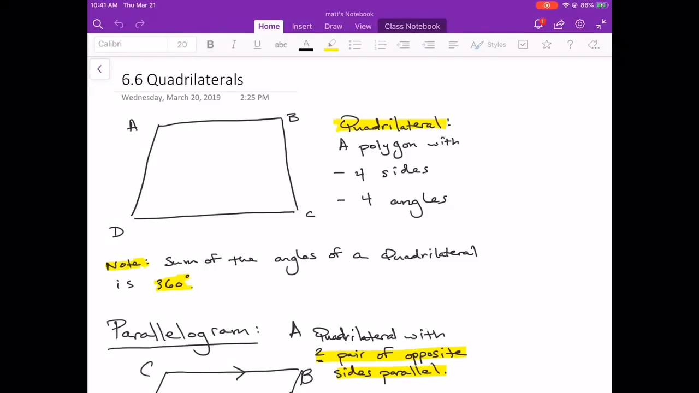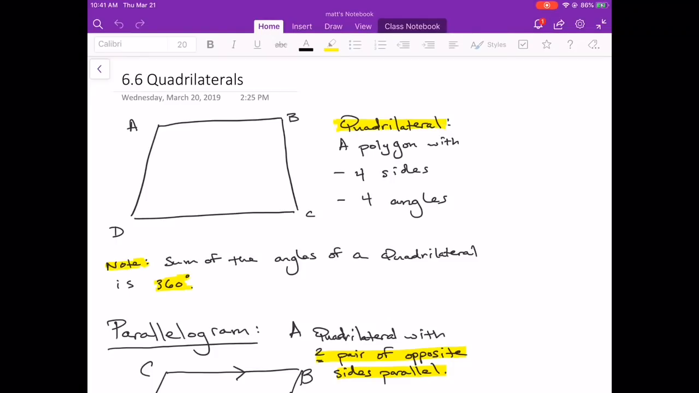All right, here's a tutorial video on quadrilaterals. Quadrilaterals are four-sided polygons, and a neat thing about them is that the angles of every single quadrilateral, no matter what type of quadrilateral it is, all add up to 360 degrees.